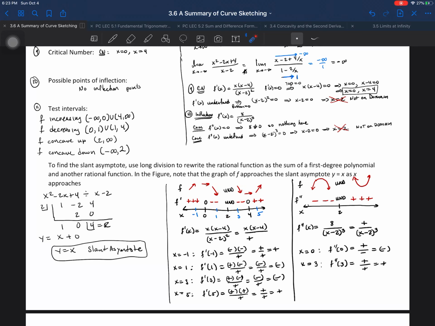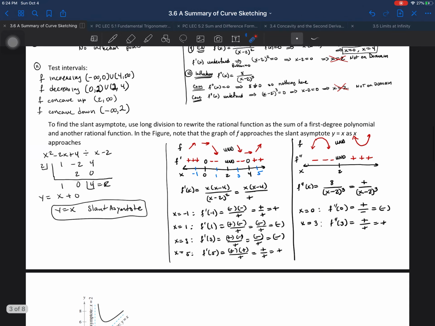Sorry, I made a mistake here. That should be a 2, and that should be a 2. All right, so from 0 to 2 and from 2 to 4, it's going to be decreasing, and then now let's talk about concavity. Let me fix that right there. That's a 2. There you go.